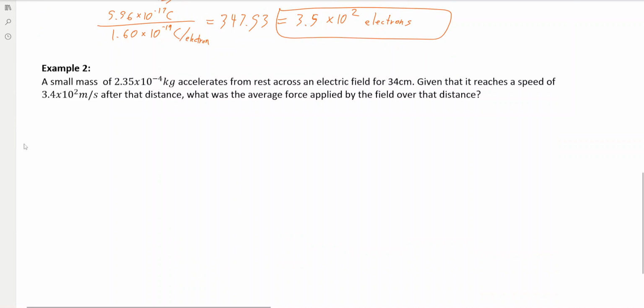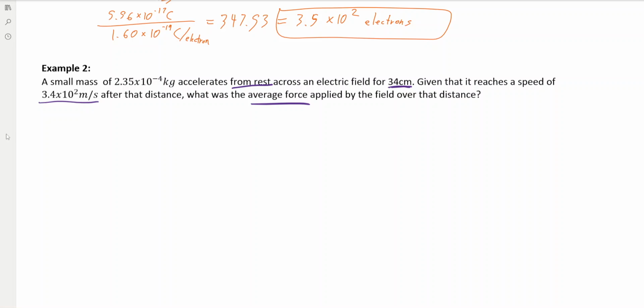I recommend you press pause at this point and then try the question out for yourself. A small mass of 2.35 times 10 to the negative 4 kilograms accelerates from rest across an electric field for this distance. Given that it reaches a speed of that after the distance, what was the average force applied by the field over that distance?